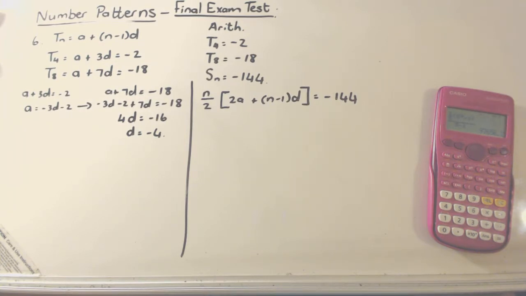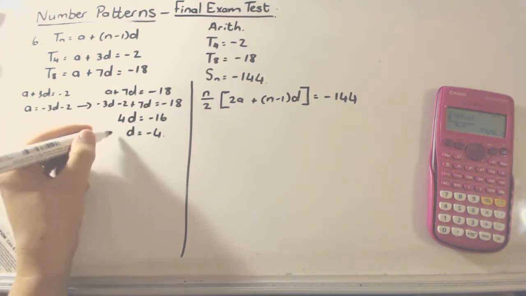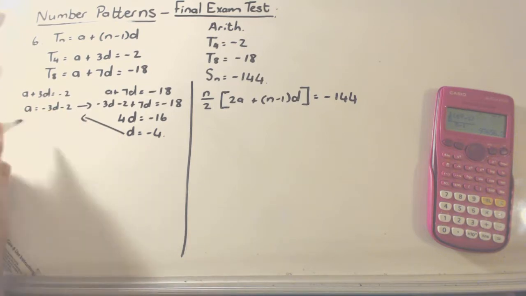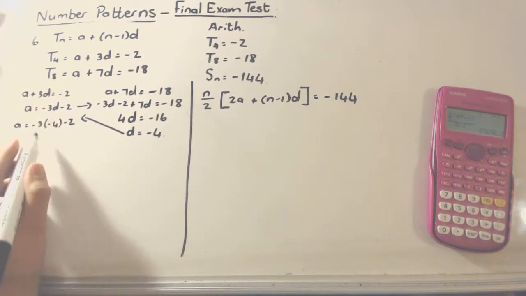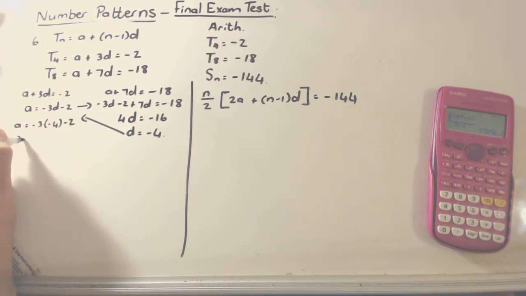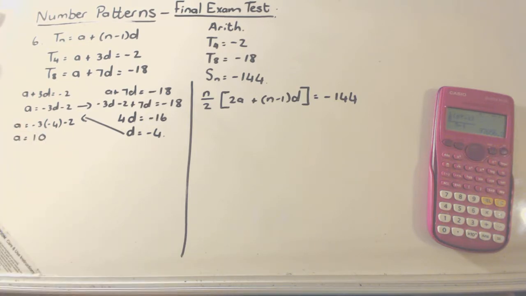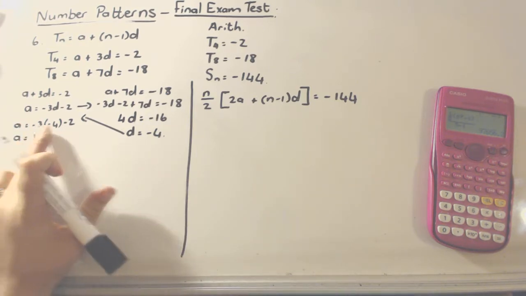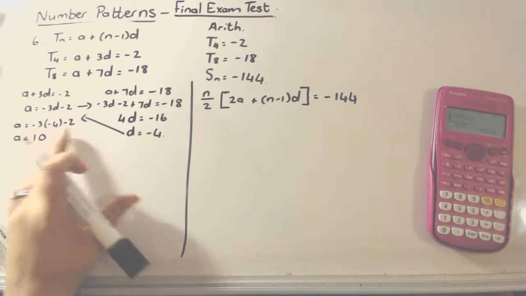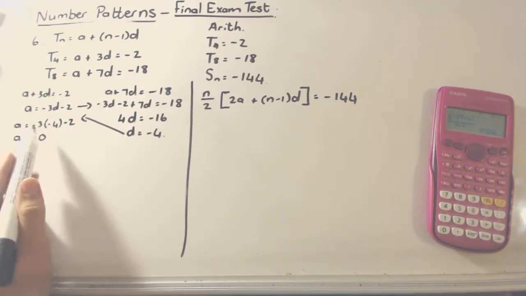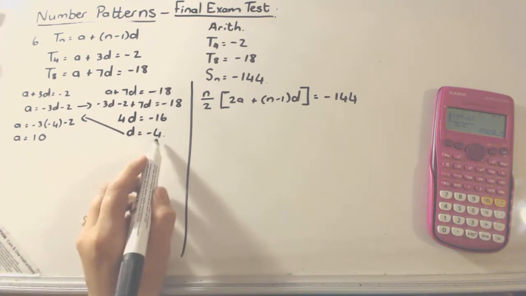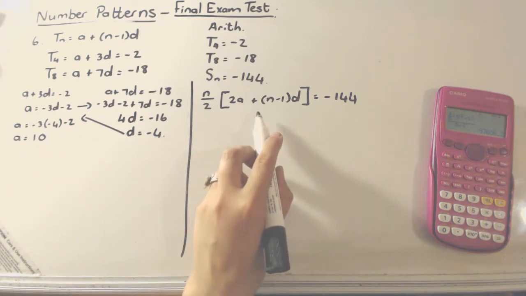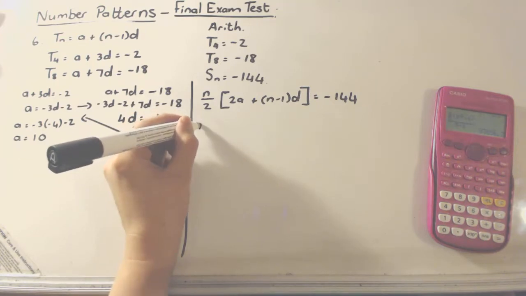And then I can go and find my a value if I substitute this back in there. a is equal to minus 3 times minus 4, minus 2. This is 12 minus 2. So a is 10. And feel more than welcome to use your calculator yet again if you're unsure of quick calculations in your head. So I've got the value of a and d. Now I can substitute that in there.